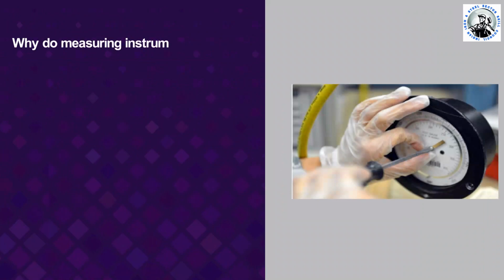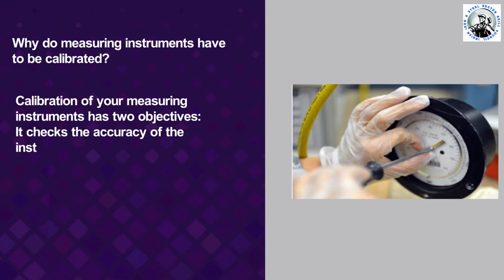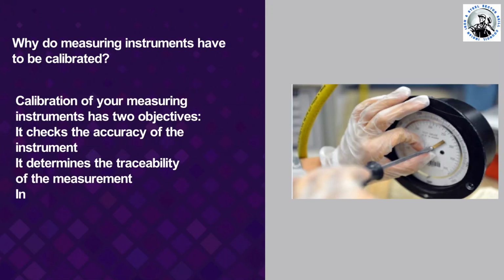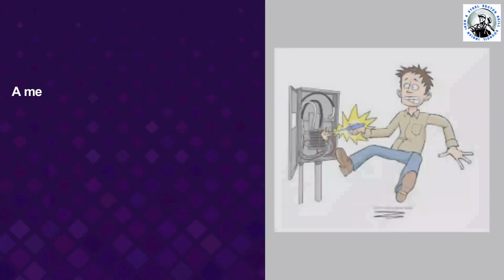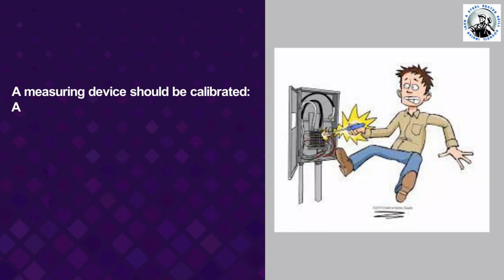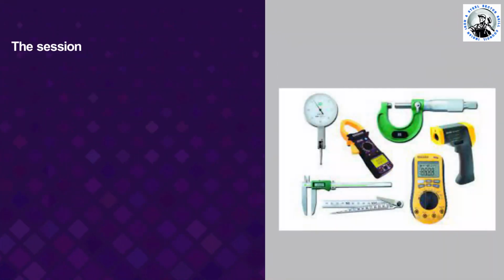Why do measuring instruments have to be calibrated? Calibration of your measuring instrument has two objectives. It checks the accuracy of the instrument. It determines the traceability of the instrument. In practice, calibration also includes repair of the device if it is out of calibration. A measuring device should be calibrated according to the recommendation of the manufacturer after any mechanical or electrical shock. Periodically. The session ends here.